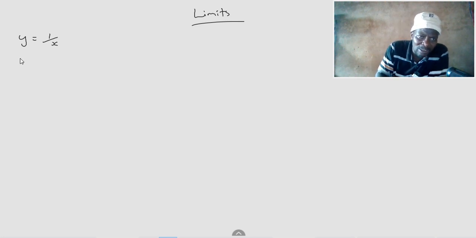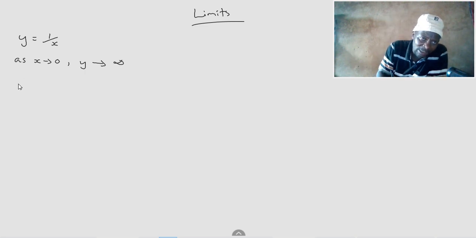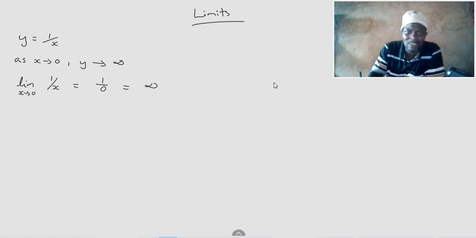As x tends to 0, y tends to infinity. Okay, what does that mean? Let's put it in limit language. The limit as x tends to 0 of 1 over x will simply mean 1 over 0. X is tending to 0, which is how we know our value will tend to infinity as well. Let's look at another example.